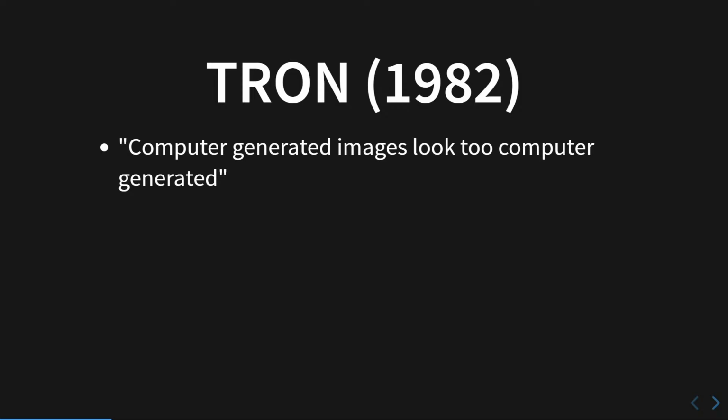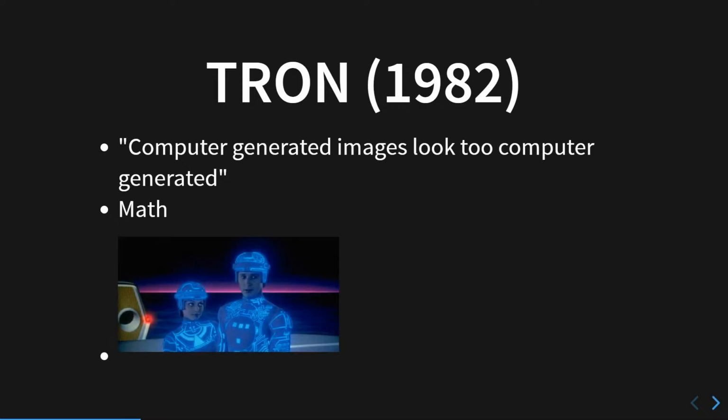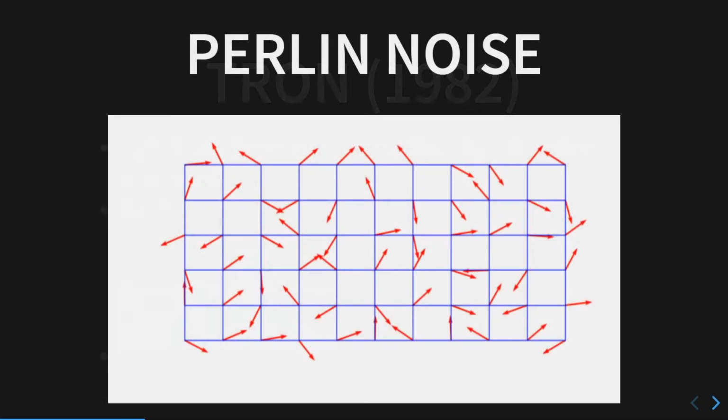more specifically, a guy named Ken. Ken was working on this movie called Tron, and he thought computer-generated images looked too computer-generated. They don't look realistic. I can tell that they're too perfect. They're all just flat colors. So he did some math, and then won an Oscar. And this is that math. It's called Perlin noise, because he was called Ken Perlin.